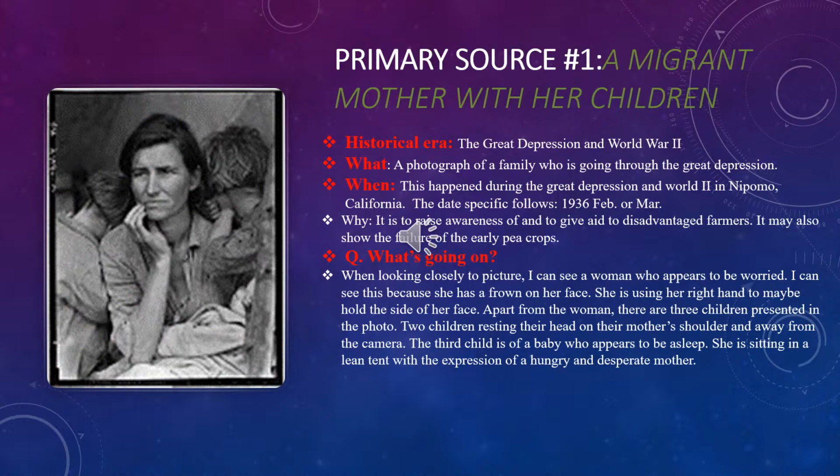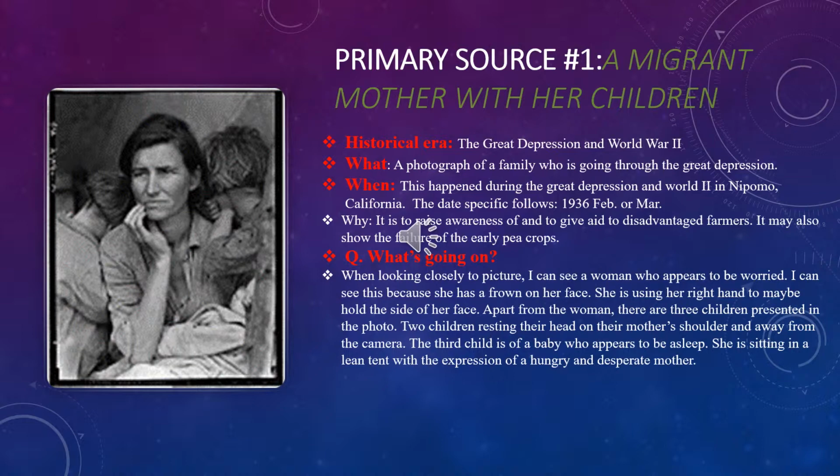The first primary source is one of my favorites. It's a photograph of a mother with her children. This reflects the emotion the mother is going through. When looking closely at the picture, I can see a woman who appears to be worried. I can see this because she has a frown on her face. She is using her right hand to maybe hold the side of her face.